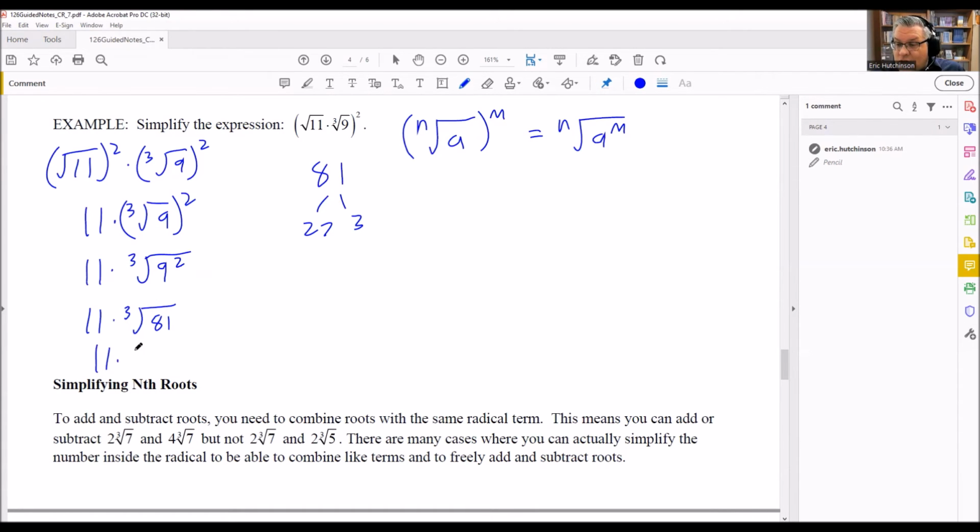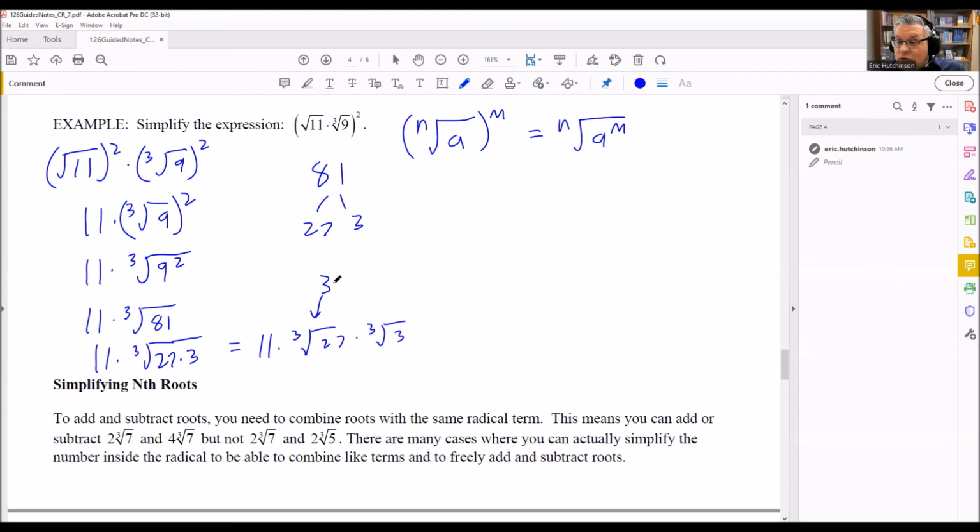So we have 11, and then we have the cube root of 27 times 3. And then we can break this up further. So we can do the cube root of 27 times the cube root of 3. That's just using the product principle there to break that up. And then the cube root of 27, this part right here, that's actually going to turn into a 3, because 3 to the 3rd power equals 27.